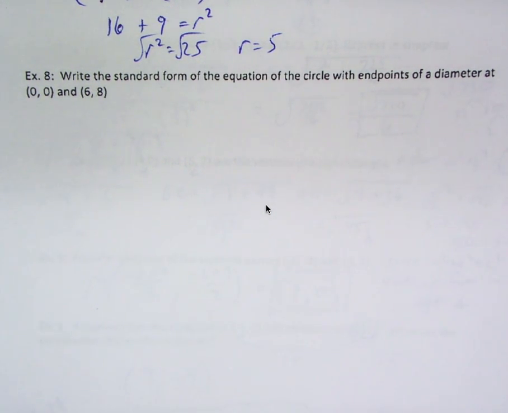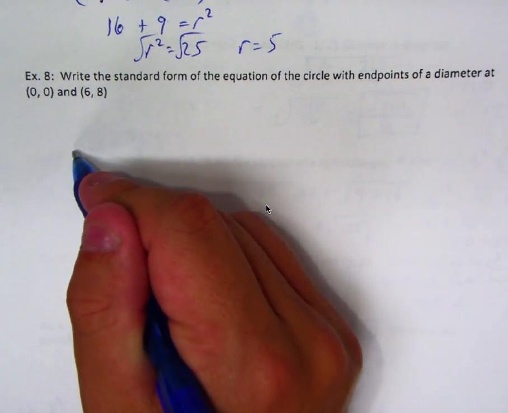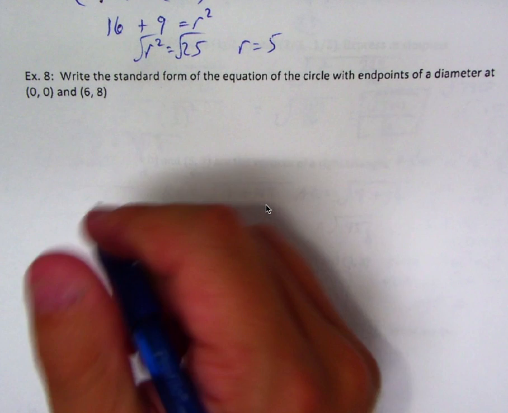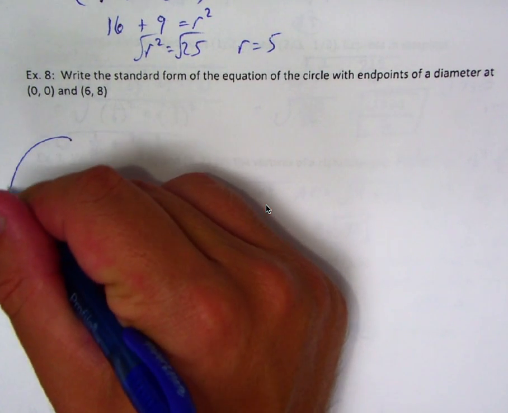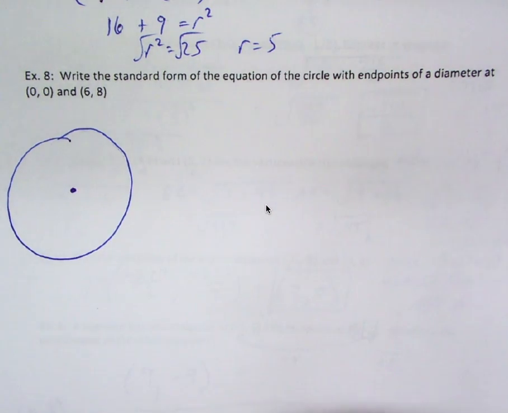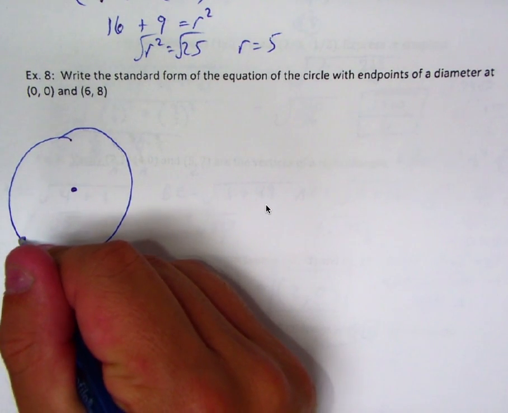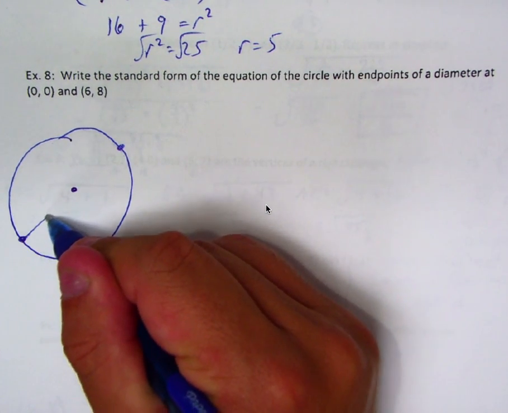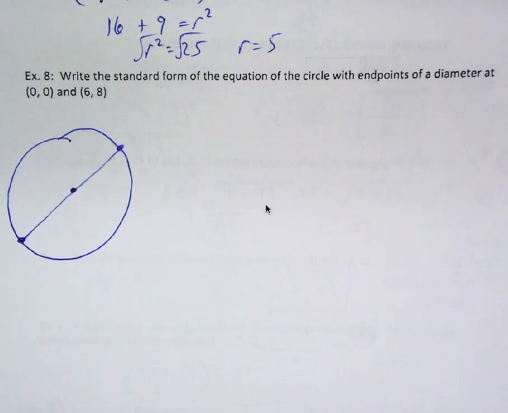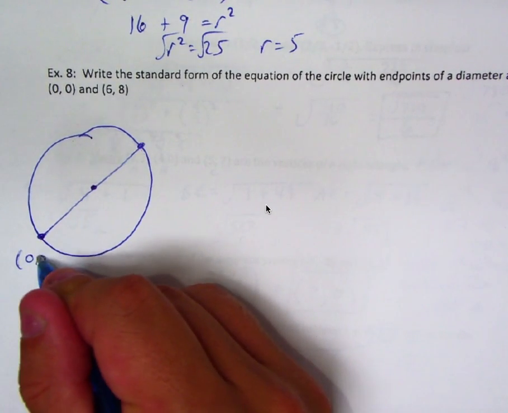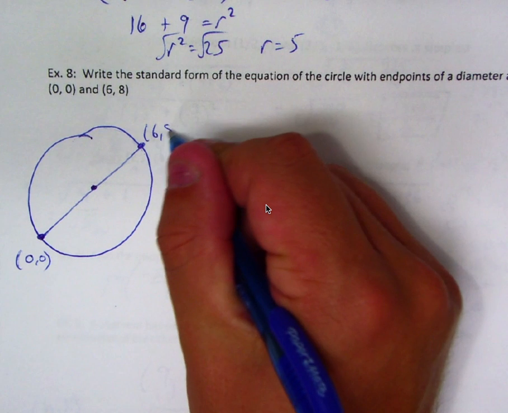So there's multiple ways to go through this problem. But if we're looking for the center, think about what a diameter is. I'm gonna sketch this real quick. Here's the center. I don't know exactly where these points are, but I'm just going to label this. Think about what a diameter is, okay? Diameter goes through the center of the circle. So let's pretend like this was 0, 0, and this was 6, 8.